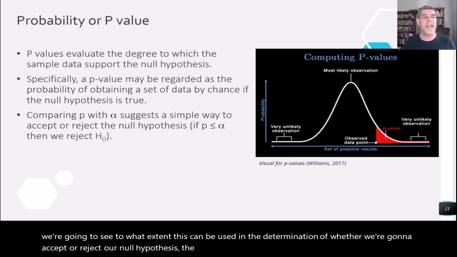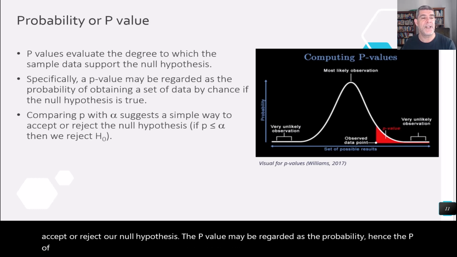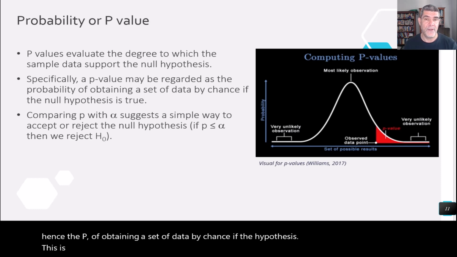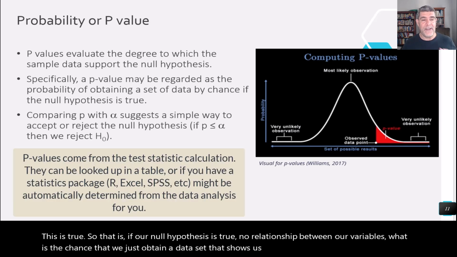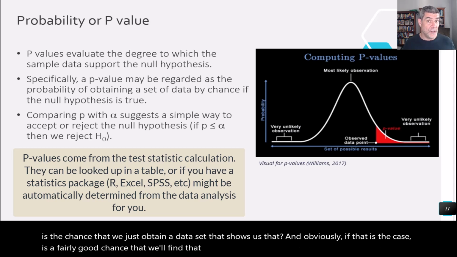The p-value may be regarded as the probability, hence the p, of obtaining a set of data by chance if the hypothesis is true. That is, if our null hypothesis is true, no relationship between our variables, what is the chance that we just obtain a data set that shows us that? Obviously, if that is the case, there's a fairly good chance that we'll find that. If it's not the case, it's going to be a lot more difficult to find.